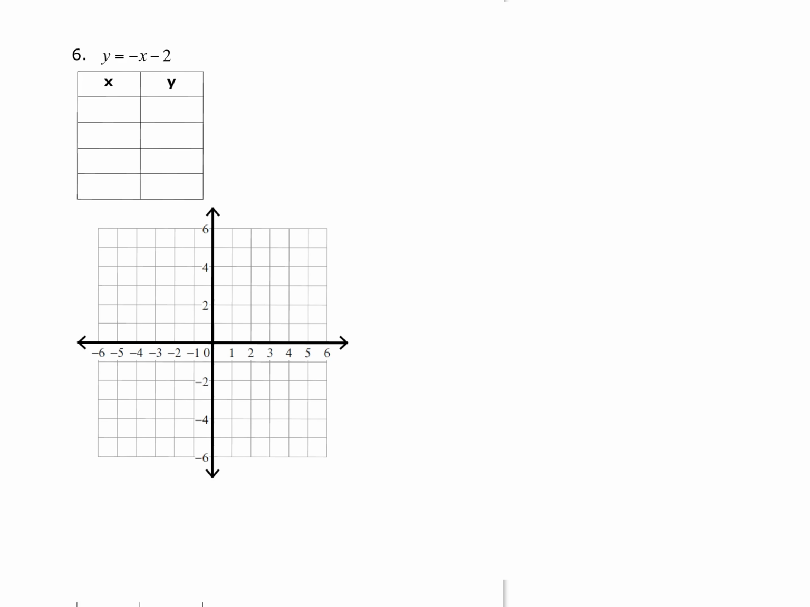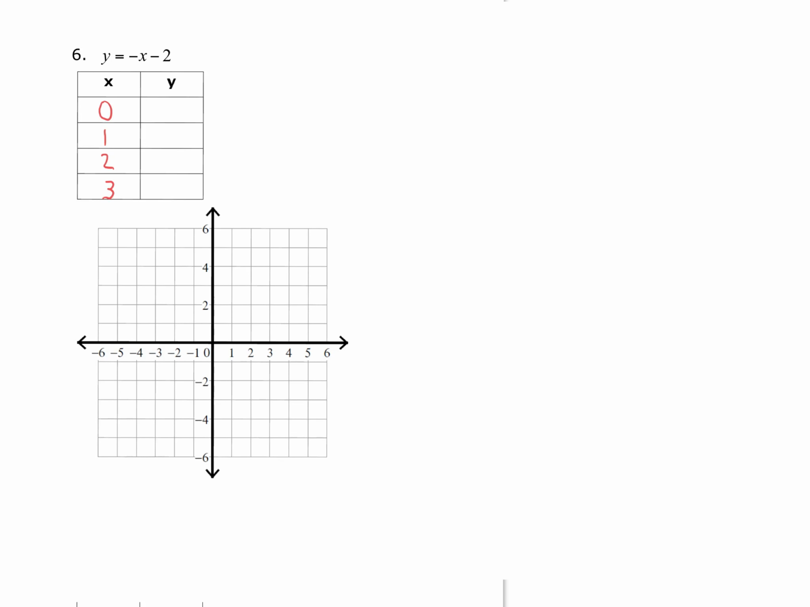So, what we're going to do first is we're going to fill in these with numbers that will fit on this grid here. So, I'm going to use the same as last time. I'm going to use a 0, 1, 2, and 3.